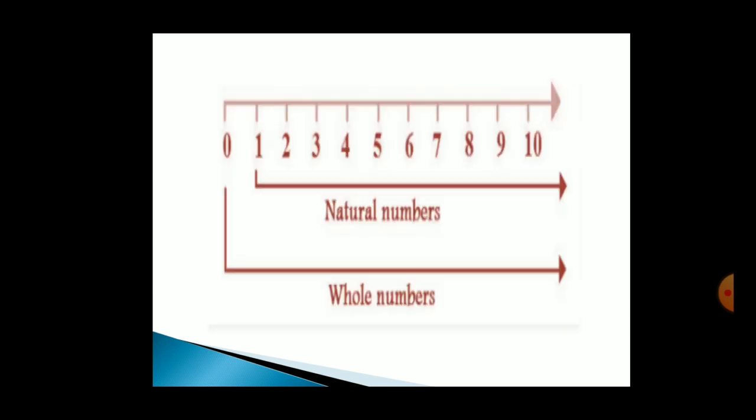Very similar to a ruler, the numbers are marked here on the number line. The numbers are marked in such a way that the distance between each is the same. This is the way of representing natural numbers and whole numbers on a number line.